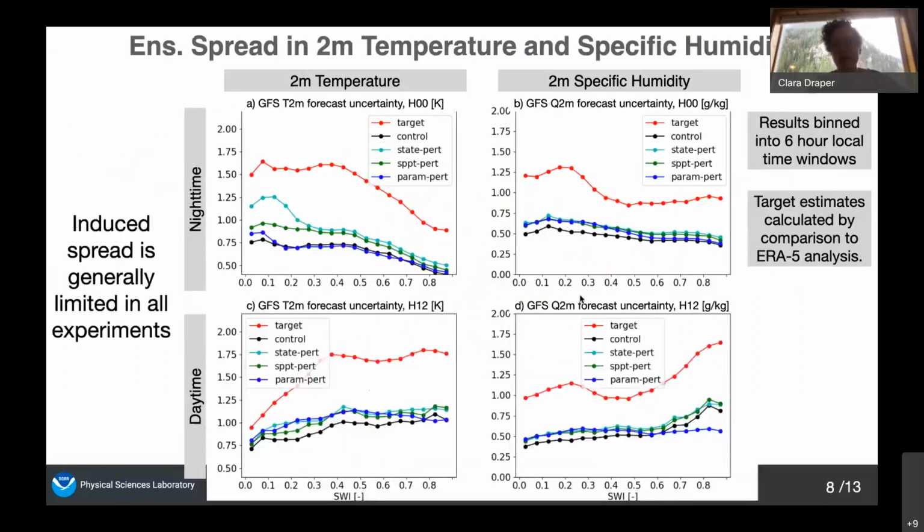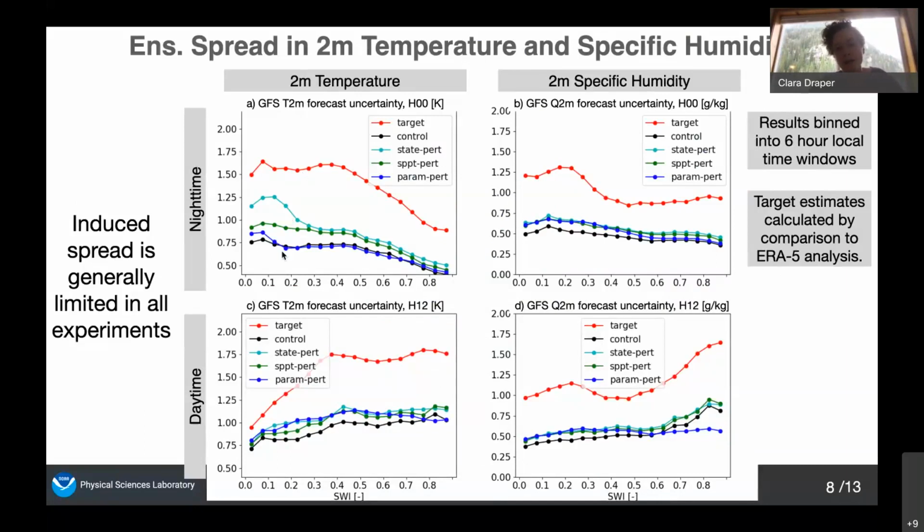Okay, so moving on to look at the same plots for 2-meter temperature and specific humidity. 2-meter temperature on the left, specific humidity on the right. I've plotted these because there's a big diurnal cycle in these variables. I've separated out nighttime and daytime on the bottom. Again, I've got my target. You can see the target is much higher than all of my experiments.